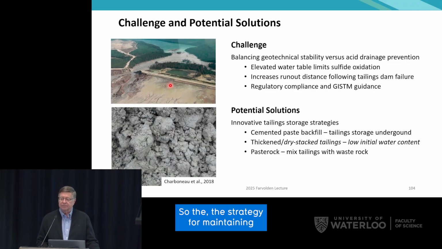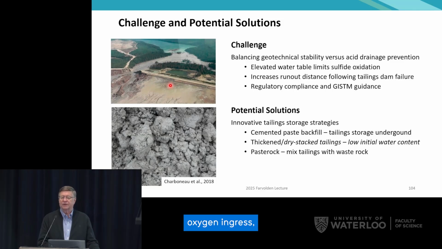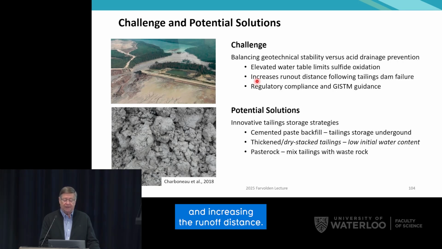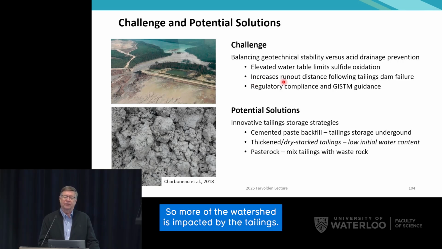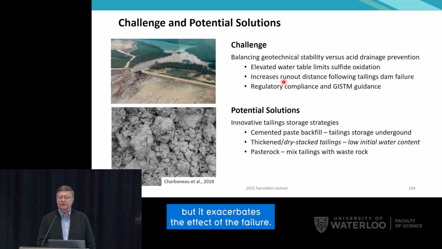So the strategy for maintaining or preventing sulfide oxidation over the last couple decades has been to maintain a higher water table and limit oxygen ingress, which results in more tailings being susceptible to flowing, and increases the runout distance. So more of the watershed is impacted by the tailings if you maintain a higher moisture content. It doesn't cause the failure, but it exacerbates the effect of the failure.